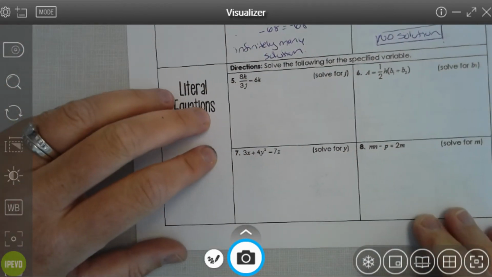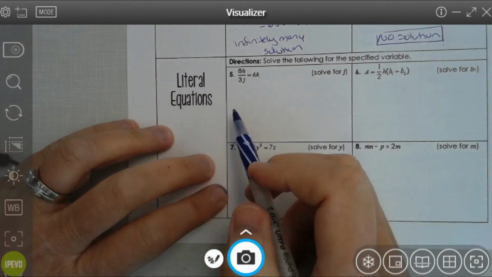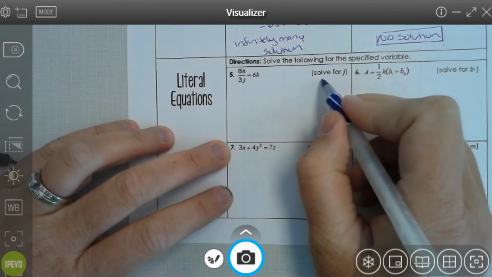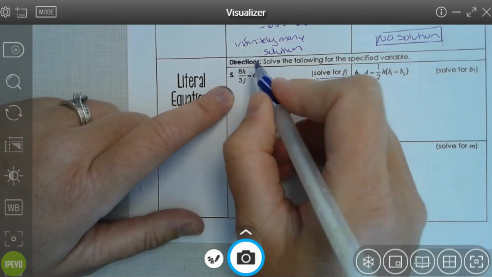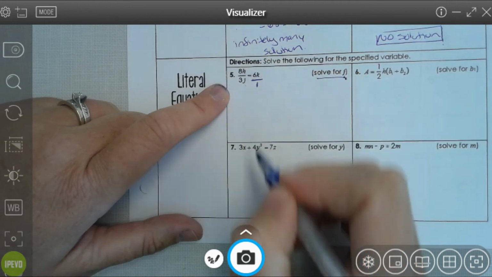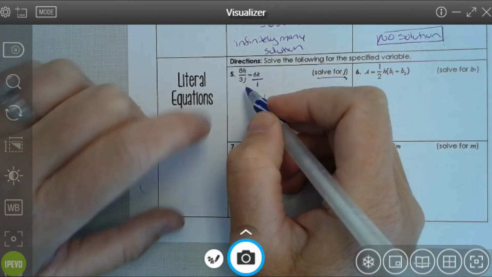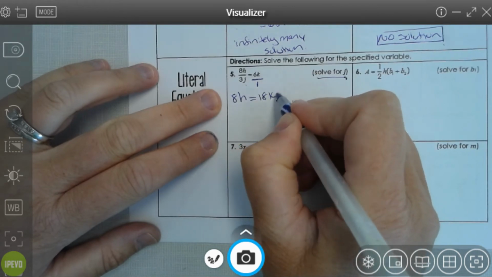All right, under literal equations, so that just means there's a bunch of variables in it, is what the literal part means. And we're going to be solving for whatever it tells us over here to solve for. So we're trying to get j by itself. So whenever I see one side as a fraction, one side is not, I'm going to go ahead and make them both fractions and cross multiply. So this is going to make 8h equals 18kj.